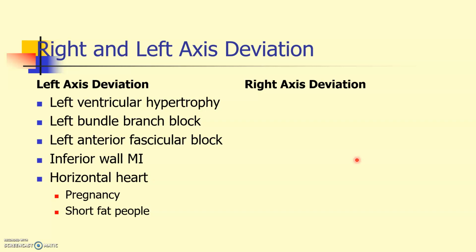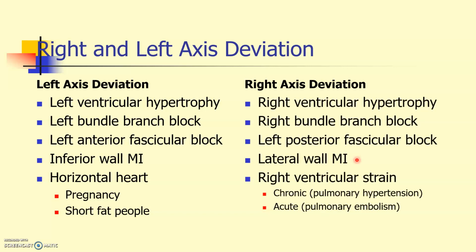These are some of the common causes of left axis deviation. If the ventricular muscle is bigger than it should be, left ventricular hypertrophy. If there's slowing of conduction to the left ventricle, left bundle branch block or left anterior fascicular block. If there's ischemia, inferior wall MI, or if the heart itself is more horizontal, so it's actually pushed upwards, like in pregnancy or in short fat people. All these things can cause left axis deviation.